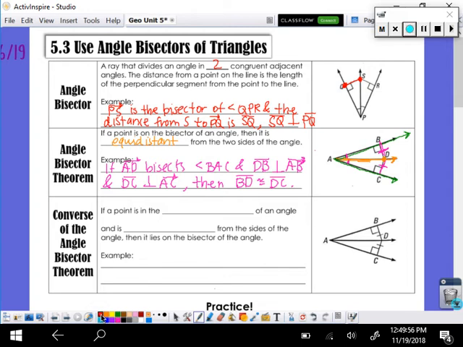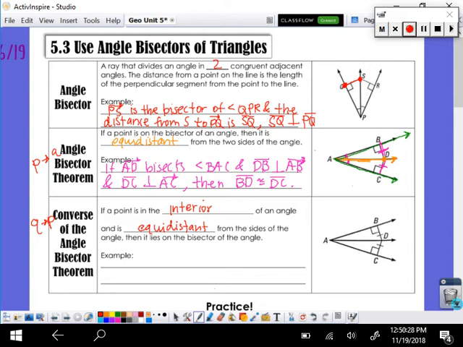Okay, in the converse, remember converse, you flip your P and your Q. So this was if P then Q. Converse, we're going to say if Q then P. So we're just switching what we just said. Here we would say if a point is in the interior, or that means inside, of an angle and is equidistant from the sides of the angle, then it lies on the bisector of the angle.